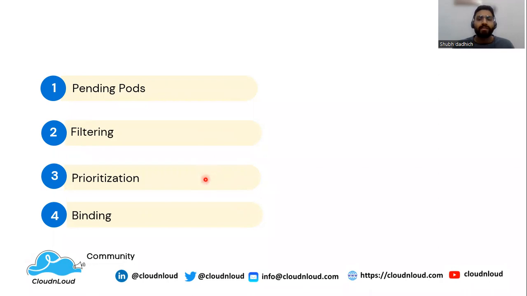Prioritization. The scheduler then prioritizes the remaining nodes based on their ability to meet the resource requirements of the pods and other factors such as node utilization and constraints. Binding. The scheduler then binds the pod to the node that has been determined to be the best match. So let's understand with the help of a diagram.